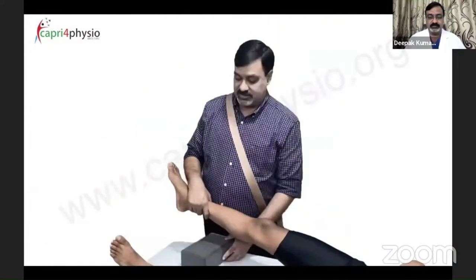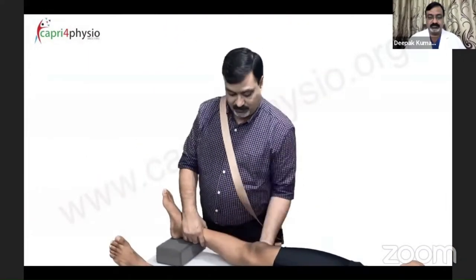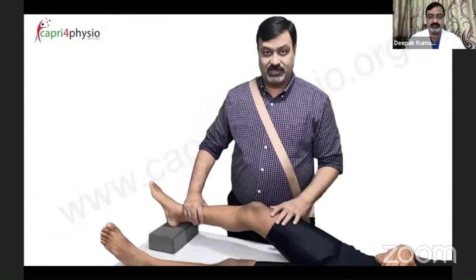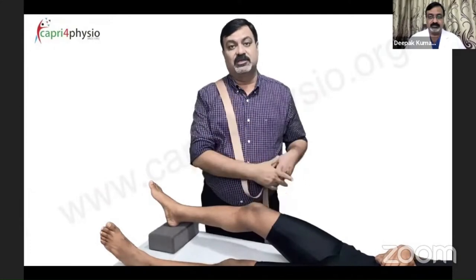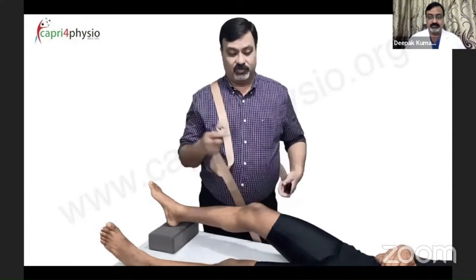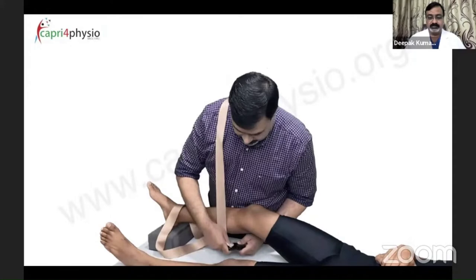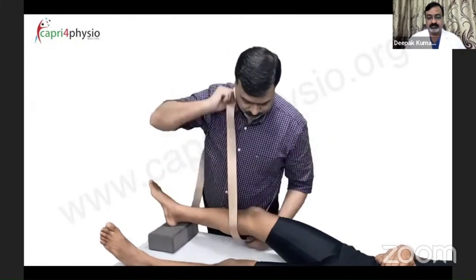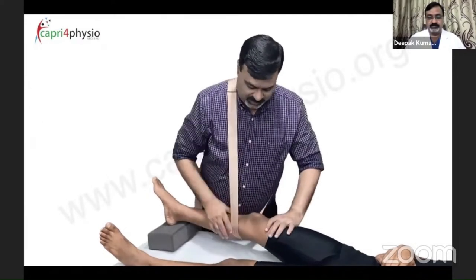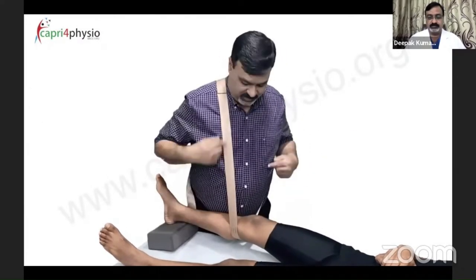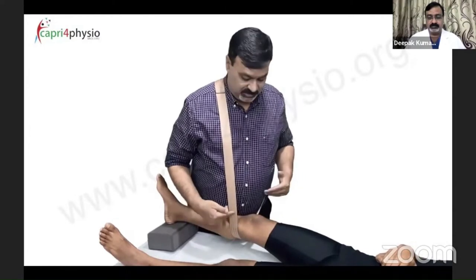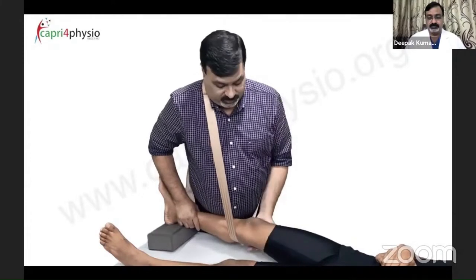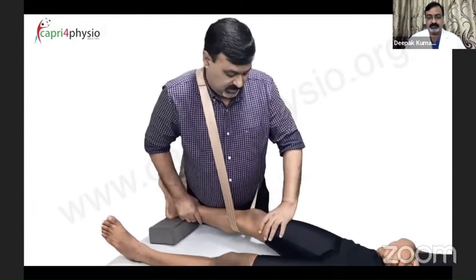Now, how to do the same thing with the help of a belt? Because as I discussed earlier, with a belt, you save energy and you can apply a greater amount of force in case your patient is larger than you. So I put the belt there. Again, make sure it is close to the joint line. So the belt goes there and you're looking towards the face of the patient. The belt falls straight because this is the anterior glide you're doing and your shoulder should come on the knee joint there so that you are doing just the anterior glide.